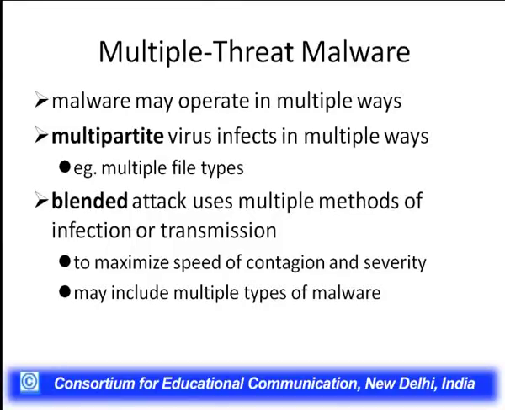It will infect all the different types of files, so that it becomes even more difficult to trace the root cause of the virus, or to trace what is behind that kind of damage which is being done to the file system. Then you have the blended attack, which uses multiple methods of infection. So it may be using one virus and a Trojan horse together, which are doing the harm. These may include multiple types of malware. So instead of just one, it is actually a combination of different kinds of malicious software which attack.